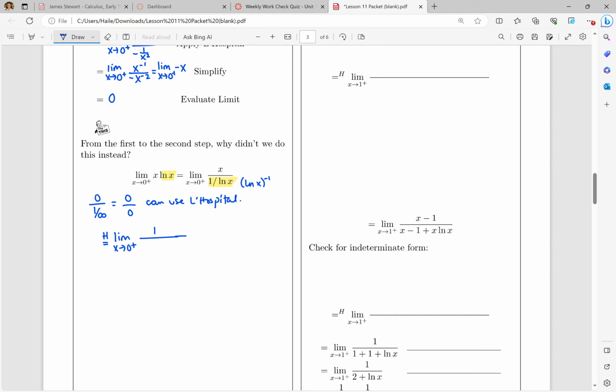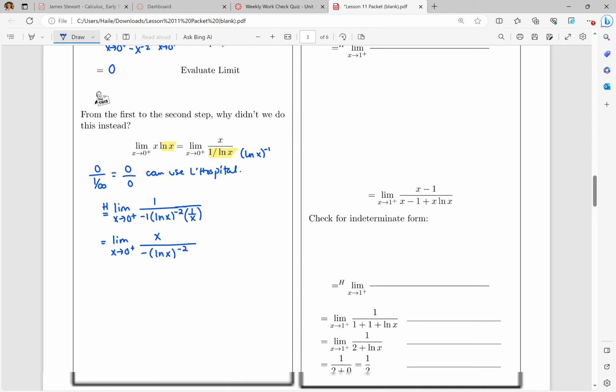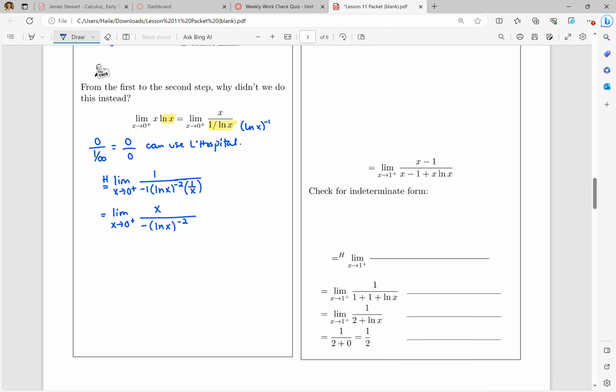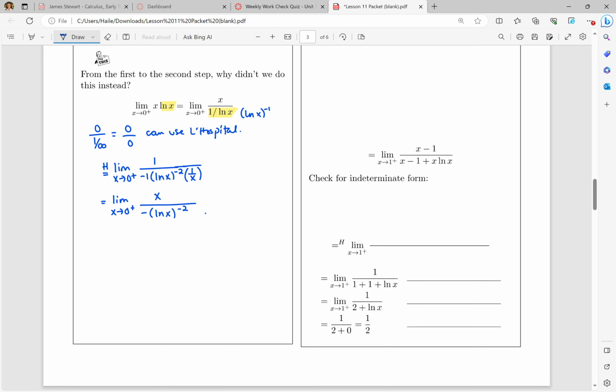All right, so we're doing chain rule. So we have negative 1 times ln of x to the minus 2. Then we need to multiply by the derivative of ln of x. Silly me. So we have 1 over x here. We do need to simplify this a little bit. So we get the limit as x approaches 0 from the right of x over negative ln of x to the minus 2. At this stage, I still have a quotient, but I still have an indeterminate form. So this just made my function, and so the limit, more complicated.